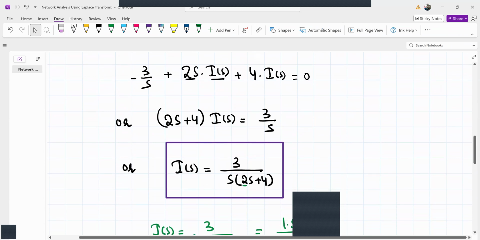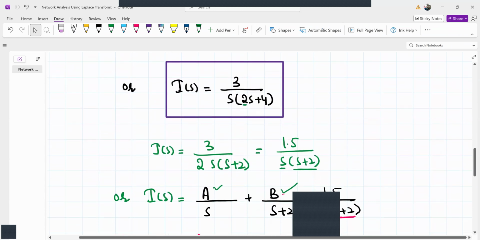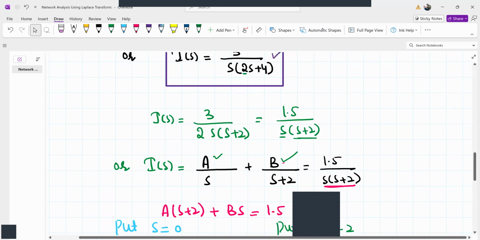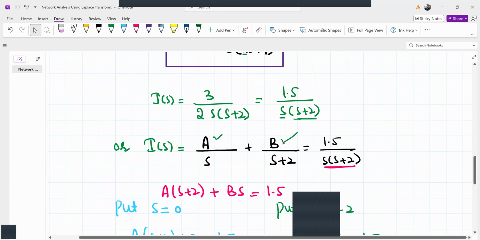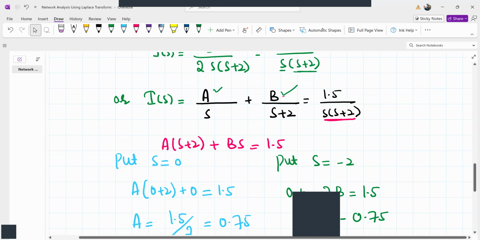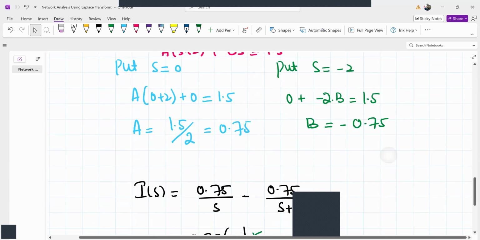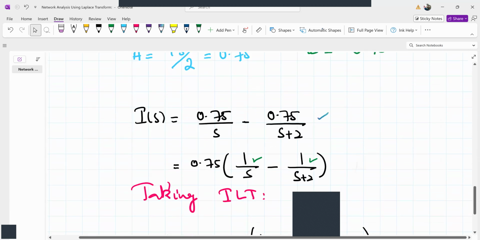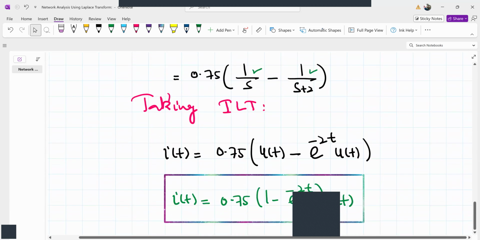Once we have obtained the equation of I of s, we need to find its inverse Laplace transform. From this onwards, this has nothing to do with network analysis; this is from the Laplace transform. If you know how to apply the inverse Laplace transform, you will be able to solve this equation. The steps I have done are called the partial fraction expansion method. I have applied that to find these coefficients, and we arrived at this equation. Now we apply the inverse Laplace transform of this equation. So this is our answer.